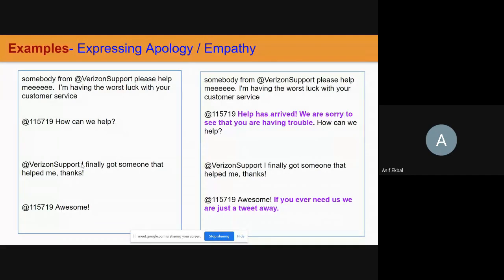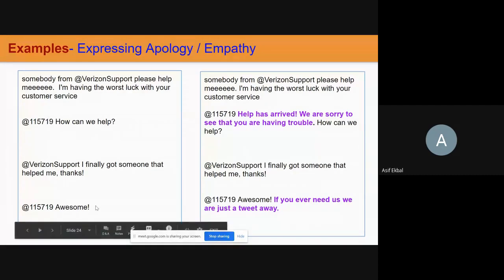And then in the left part again, the Verizon support is addressed, and the user says, I finally got someone that helped me, thanks. And finally the bot says, awesome.